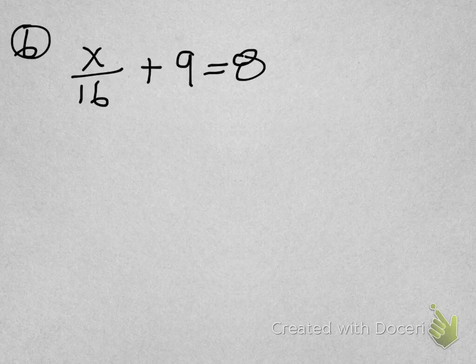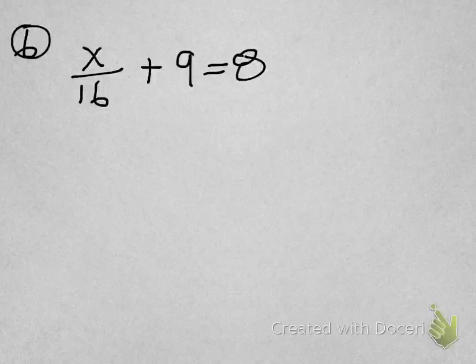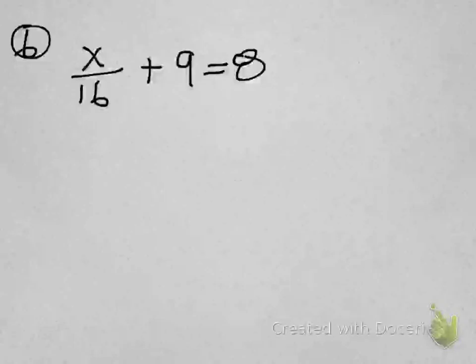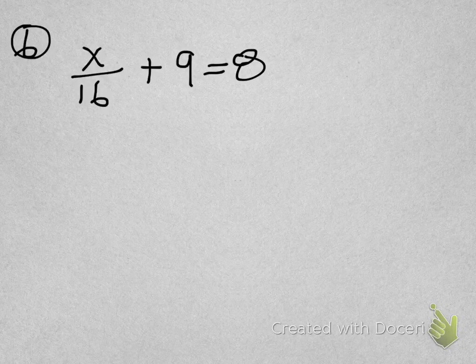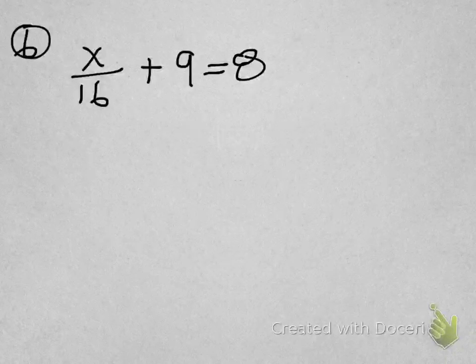Let's go ahead and look at question number 6. This one right here, we have x divided by 16 and then adding 9, and that is going to equal 8. If we were to just take this and multiply everything by 16, we would still get the same answer, but we'd be dealing with some pretty big numbers.